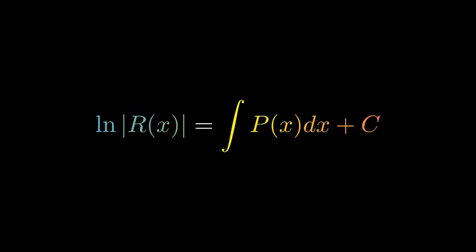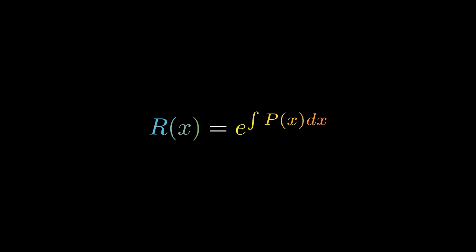Now that we have r of x in terms of p of x, we can get rid of this plus c by the fact that the integrating factor is just more of a visual trick rather than an actual value. It doesn't actually change our differential equation, only scales it by a certain factor, and so we can just get rid of it. And then exponentiating, we get the integrating factor.